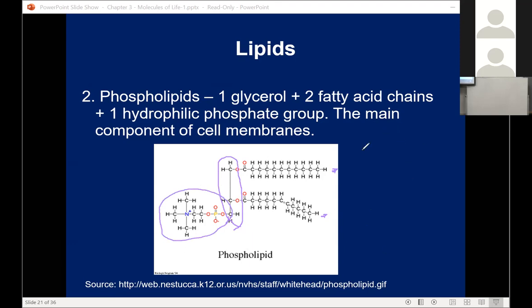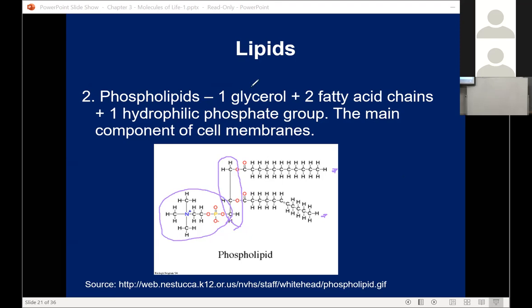Now, phospholipids are the main components of cell membranes. So a cell membrane is the outside of a cell. It's the barrier between the extracellular environment and the intracellular environment. Now, let's talk about a word on this slide that you might not be familiar with.